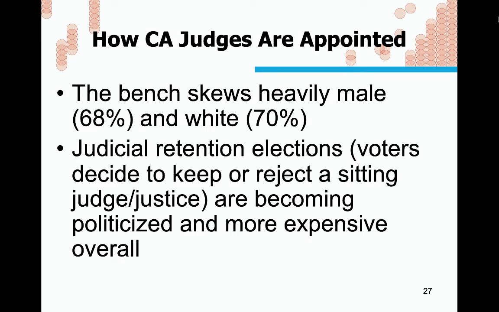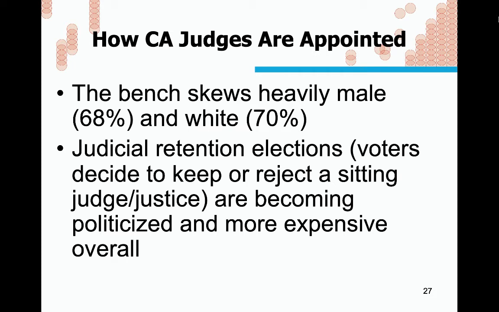In California, the bench skews heavily male and white. You can see the numbers there. Judicial retention elections happen in California. This is where voters decide to keep or reject a sitting judge or justice. These are becoming more politicized and more expensive overall. My home state of Kansas, where I now no longer vote, but Kansas used to do this too, I don't like the idea very much.